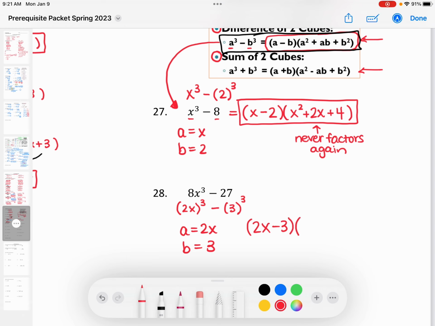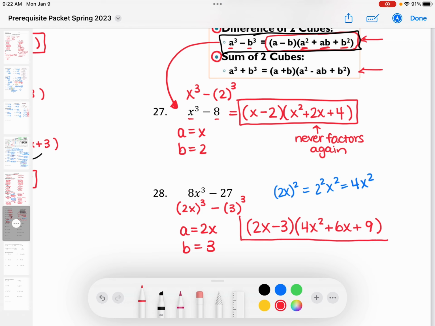Second factor is the a squared. This is tricky for some people. (2x) squared is also known as 2 squared times x squared, so it's actually 4x squared. So when you see in the formula a squared plus ab plus b squared, the a squared part is 4x squared, plus the a times the b is 6x, plus the b squared would be 9. And the good news is you're always done after that step.